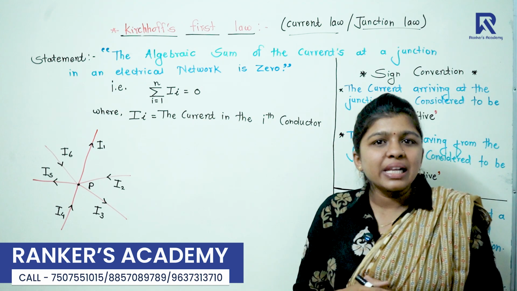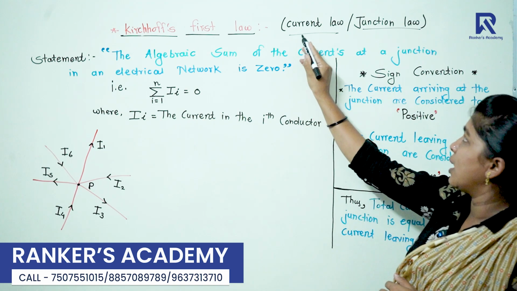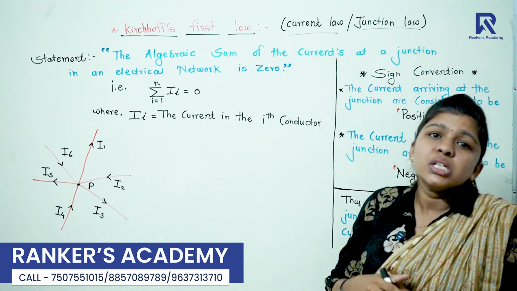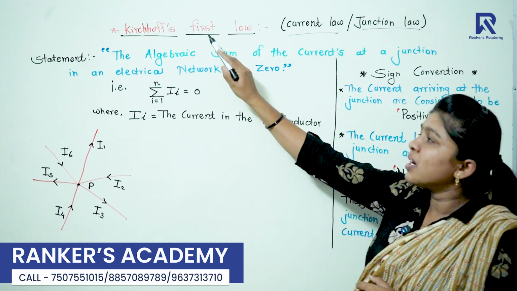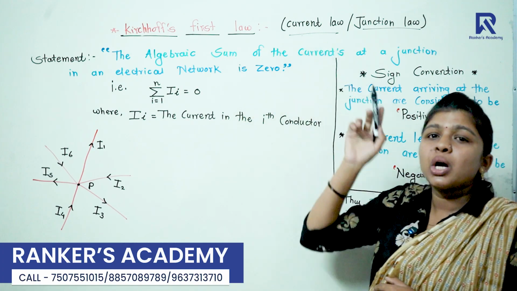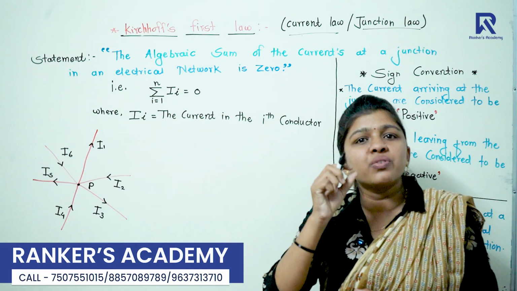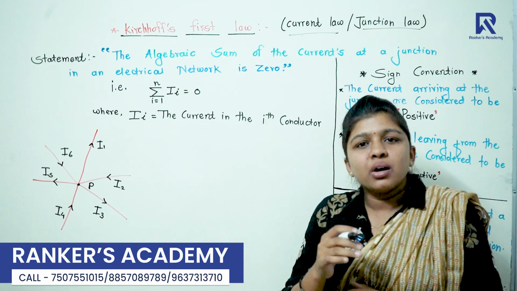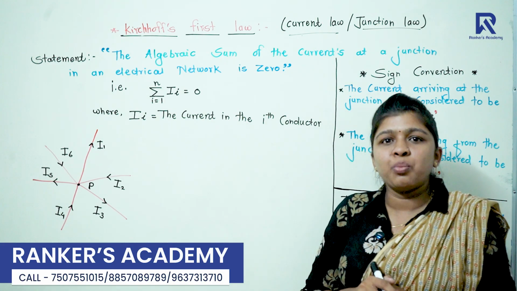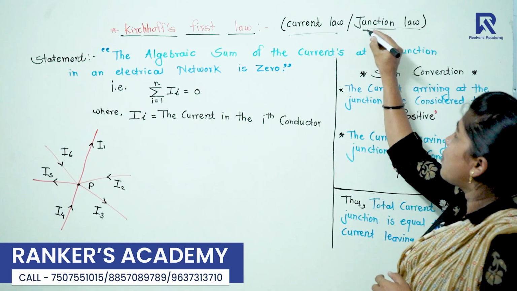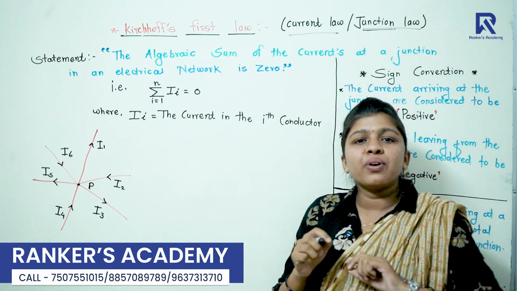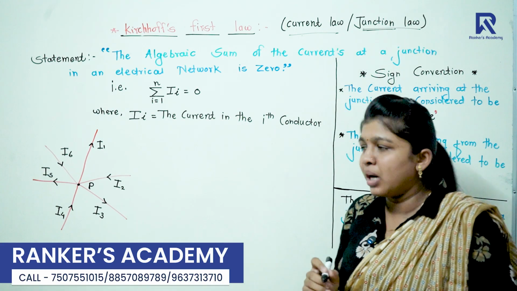Now first we'll see why it is called a current law and why it is called a junction law. Kirchhoff's first law is called a current law because it gives the relation of current at a point which is called a junction. Now students, what is meant by junction point? The junction is the point where all the different currents meet at that particular point.